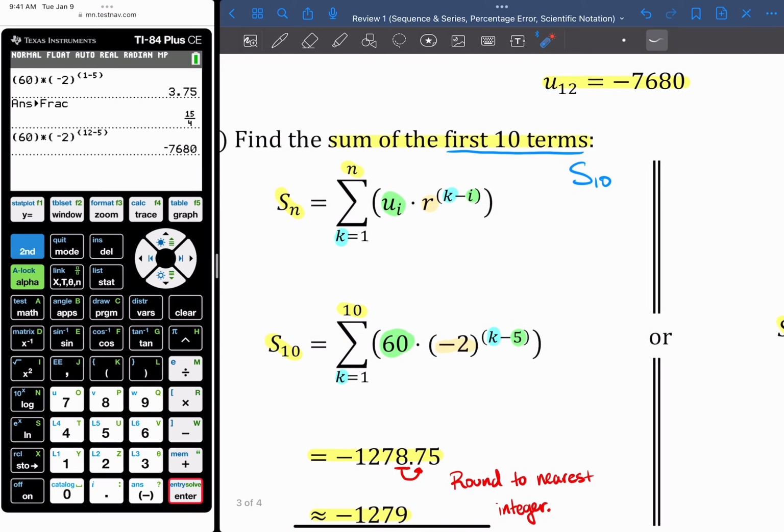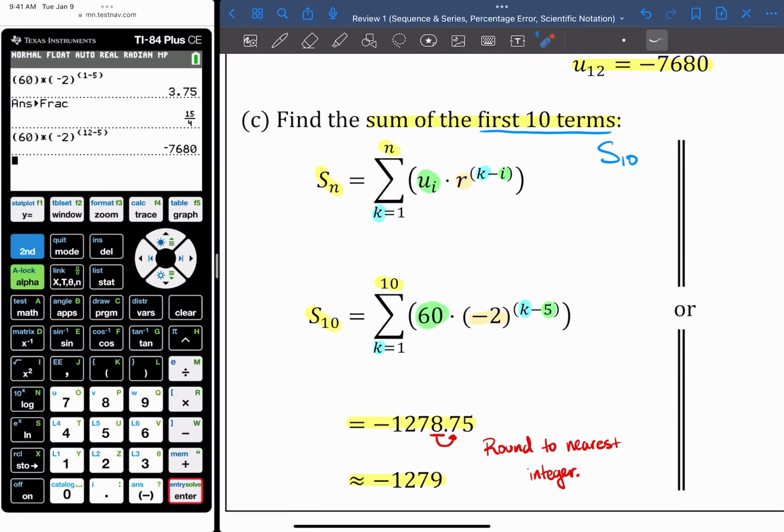So let's go down to part C. Here, we need to find the sum of the first 10 terms. So we're looking for S sub 10.